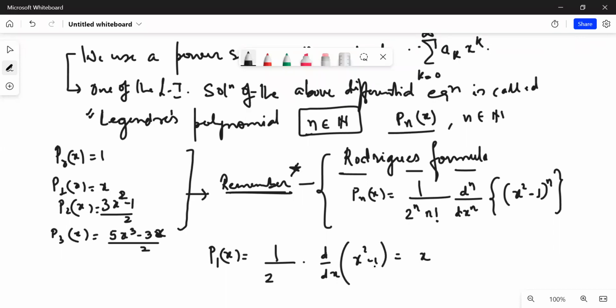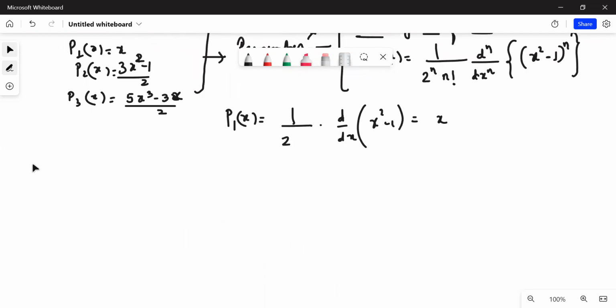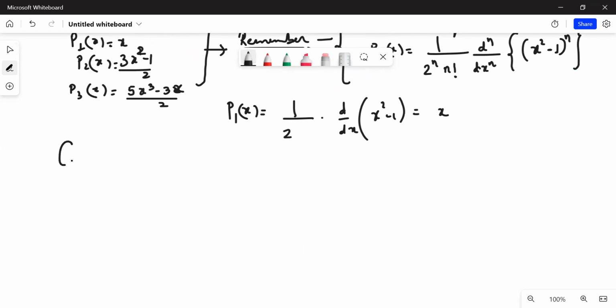See, one thing is very much clear. Now, another thing that I should write here is an important thing called generating function. So let me touch upon generating function, and then I'll again come back to this point called the Rodrigues formula. So let us first touch upon the topic called generating function.